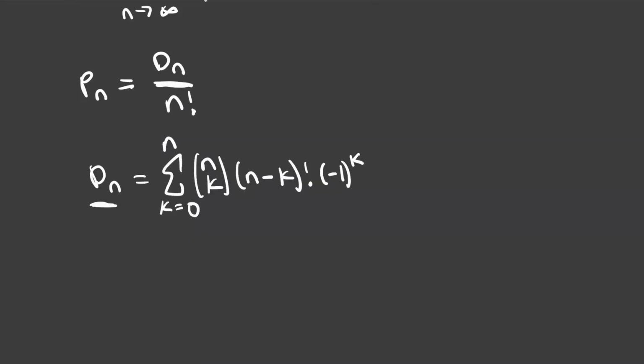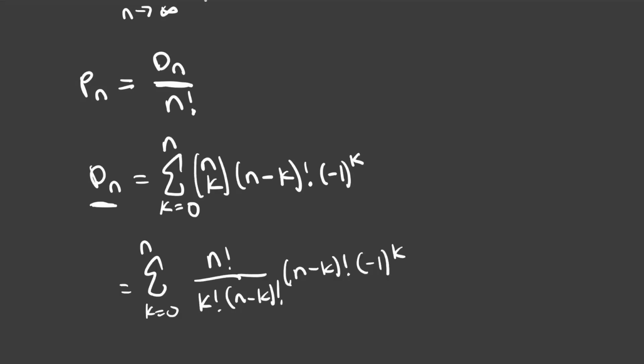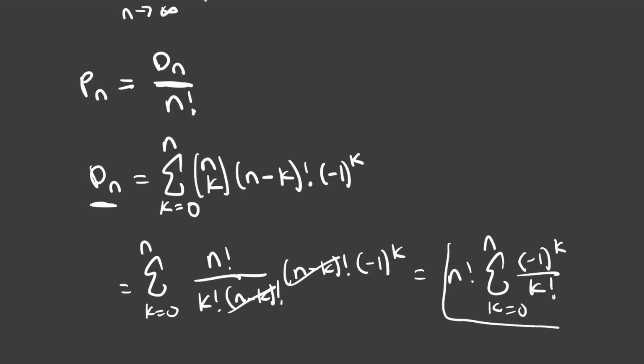Okay, now I've scrolled down to make a little bit more space, but now let's just expand this binomial term. It is n factorial over k factorial times n minus k factorial. So plugging that back in, you see we get this nice cancellation right here. And we can pull the n factorial out, so this is just going to be equal to n factorial times the summation of k equals 0 to n of -1 to the power of k over k factorial. So this is what d sub n looks like right here.